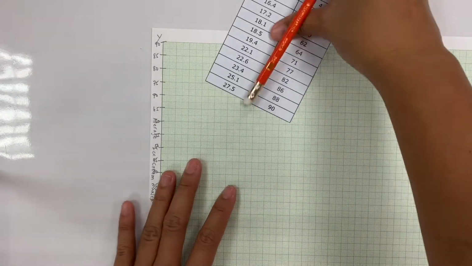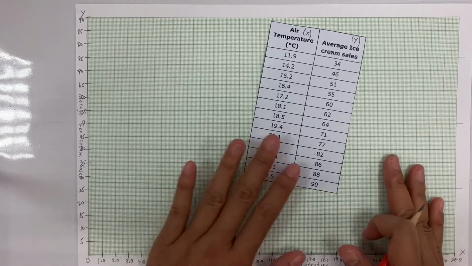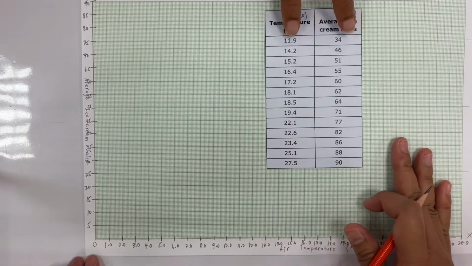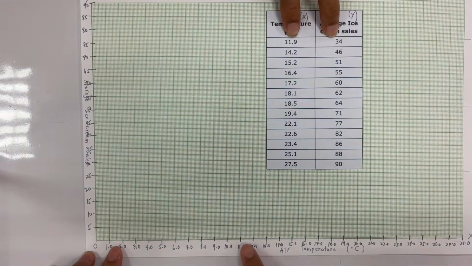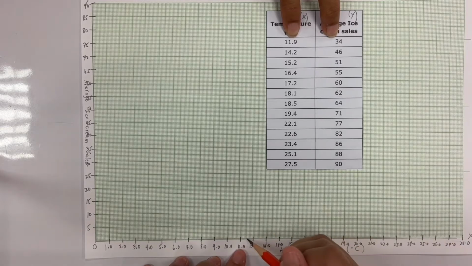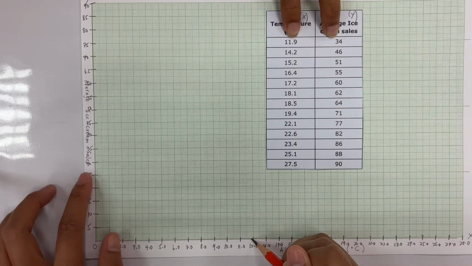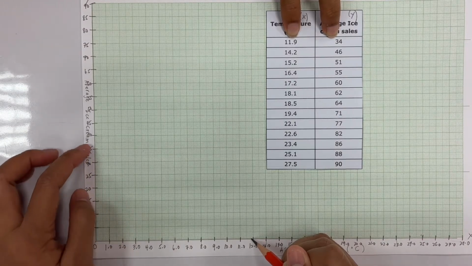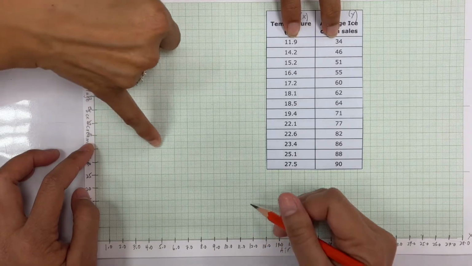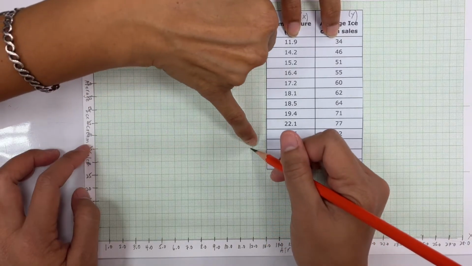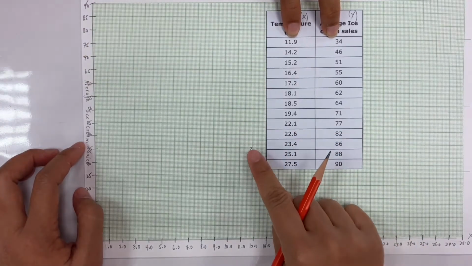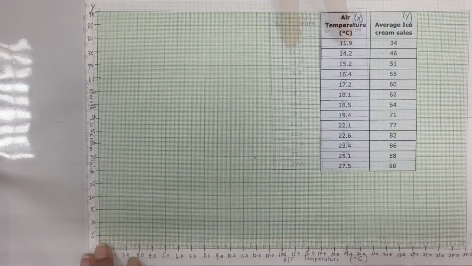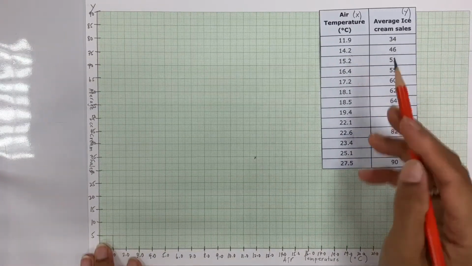Now, we are ready to plot the points on our graph. The first set of data is 11.9 and 34. 11.9 is here on the x-axis and 34 is here on the y-axis. Trace both lines to the point where they intersect and place a tiny X on the intersection. Continue plotting the points until you complete all the data points.